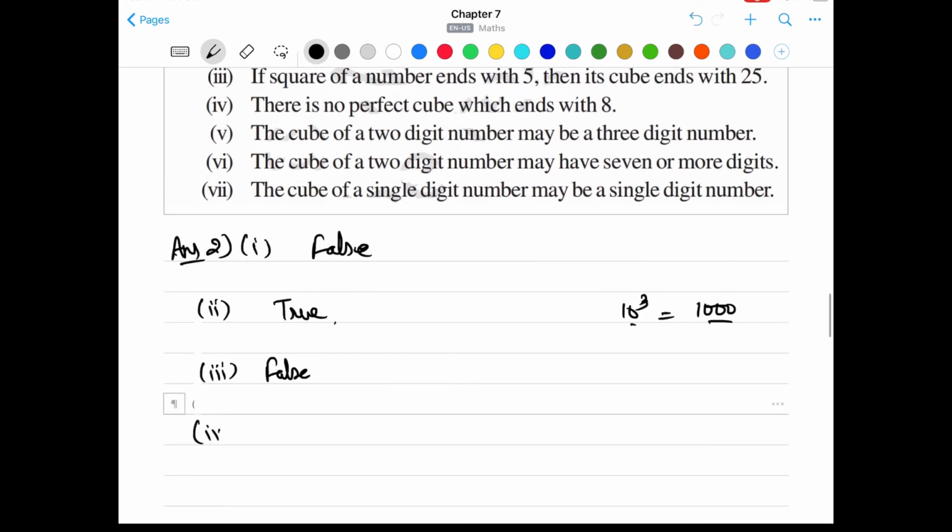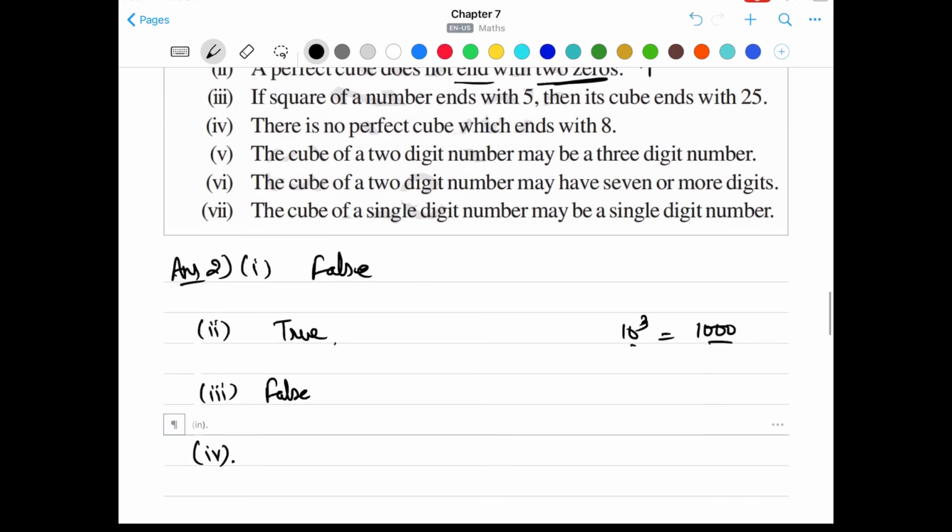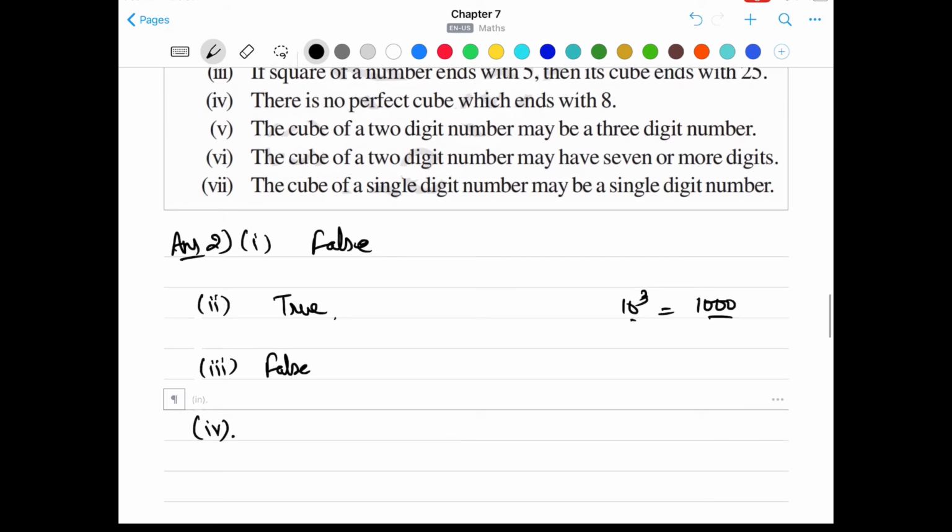Next is the fourth one: there is no perfect cube which ends with 8. This is also false, as you find the cube of 2, that will end in 8.